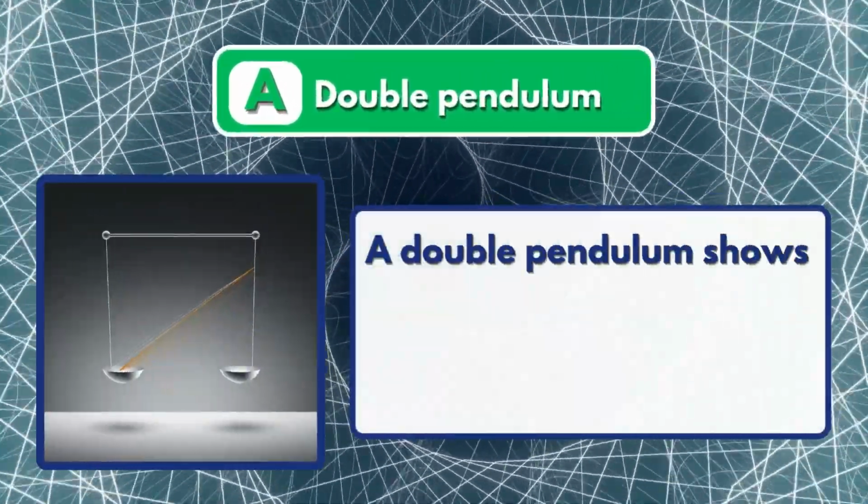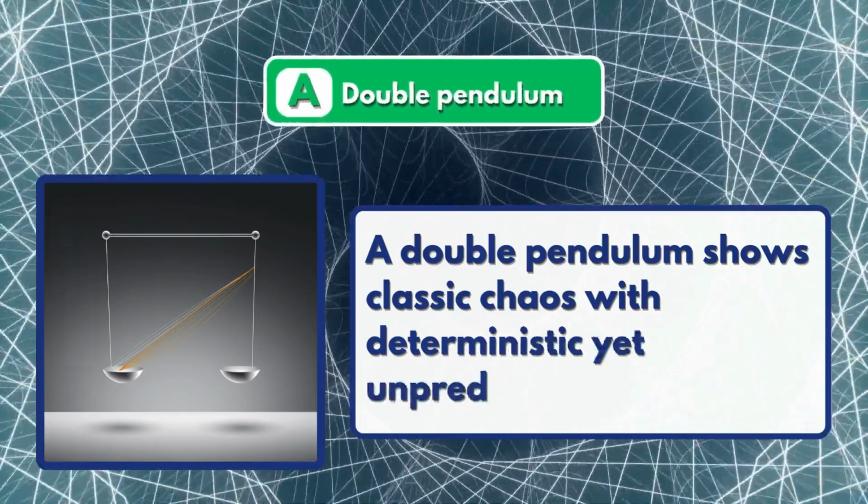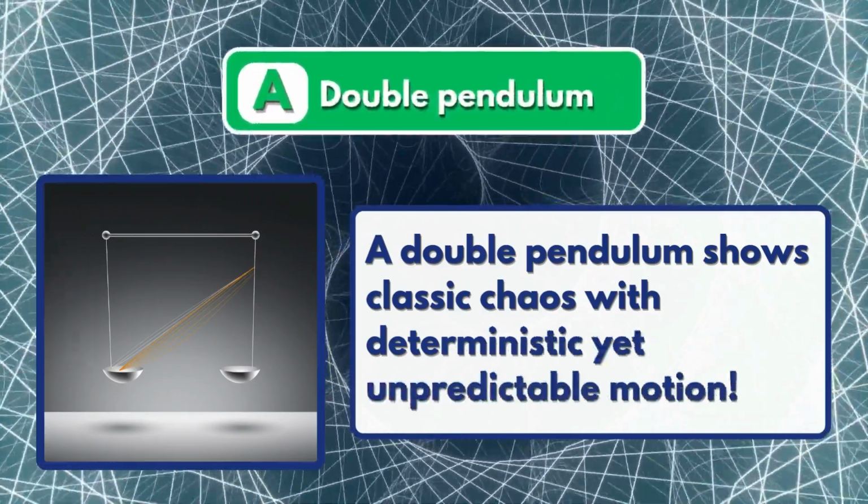A double pendulum shows classic chaos with deterministic yet unpredictable motion.